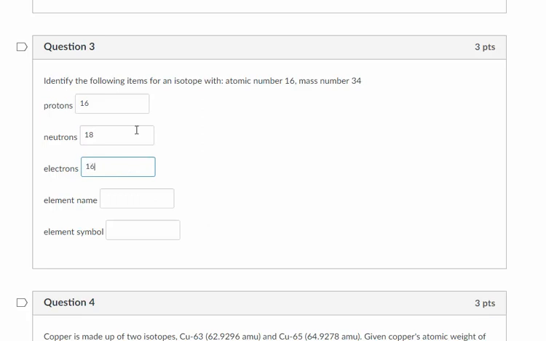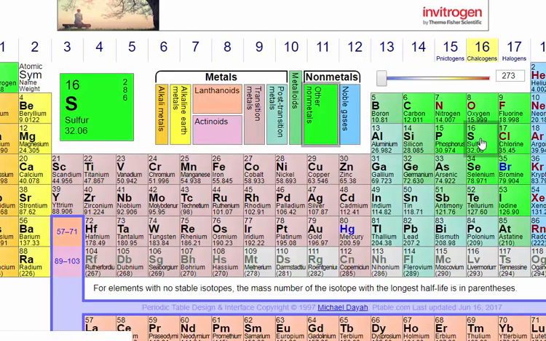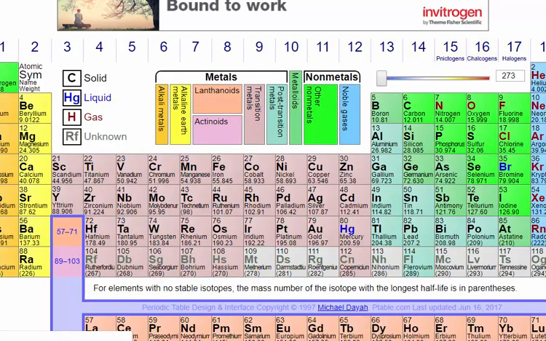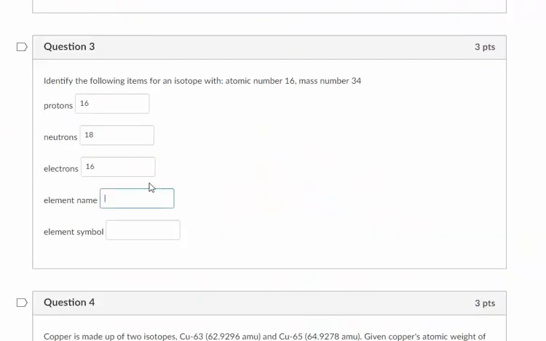Electrons are going to be equal to protons because we are currently working with electrically neutral atoms. The element name, I'm going to go to the periodic table and look for 16. 16 is sulfur. So for the element name, I would type in sulfur, and then the symbol is a capital S.